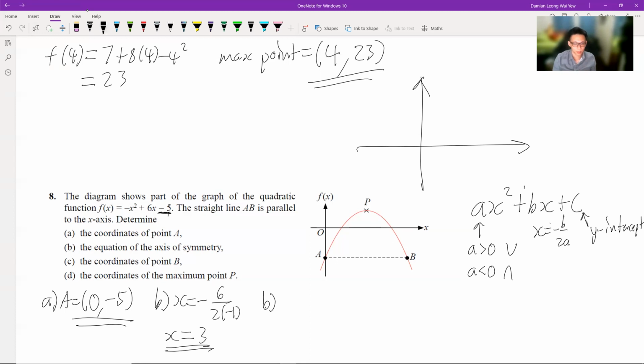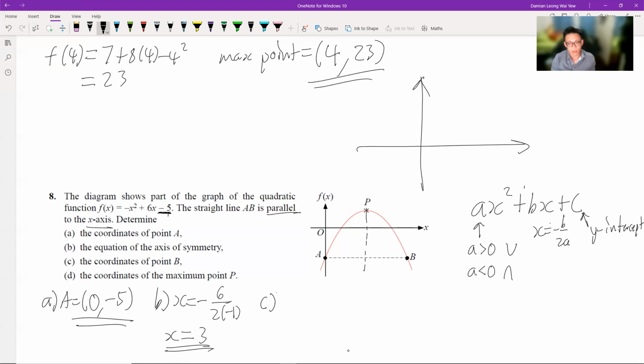Part C. Coordinates of point B. To find the coordinates of point B, there are two ways of doing this. One is by using the axis of symmetry. Another one is just by using the y value. I know B here has the same y value because they say it's parallel to the x-axis, a horizontal line. No change in y.